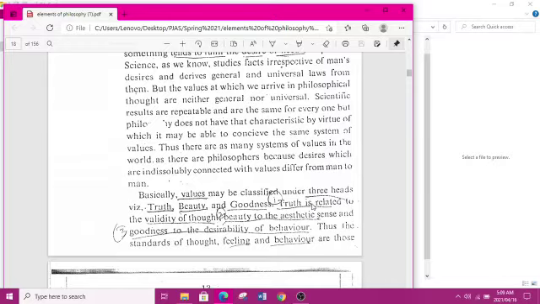Then, the standards and values of beauty and ugliness come from what philosophy calls aesthetics. So aesthetics is one axiological theme that determines the standards of beauty and ugliness. And lastly, the standards and values of goodness pertain to the idea of ethics.